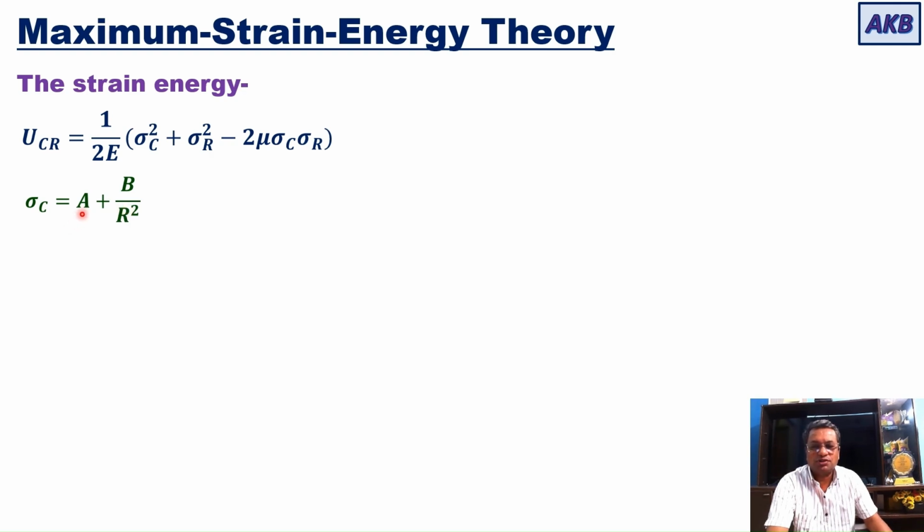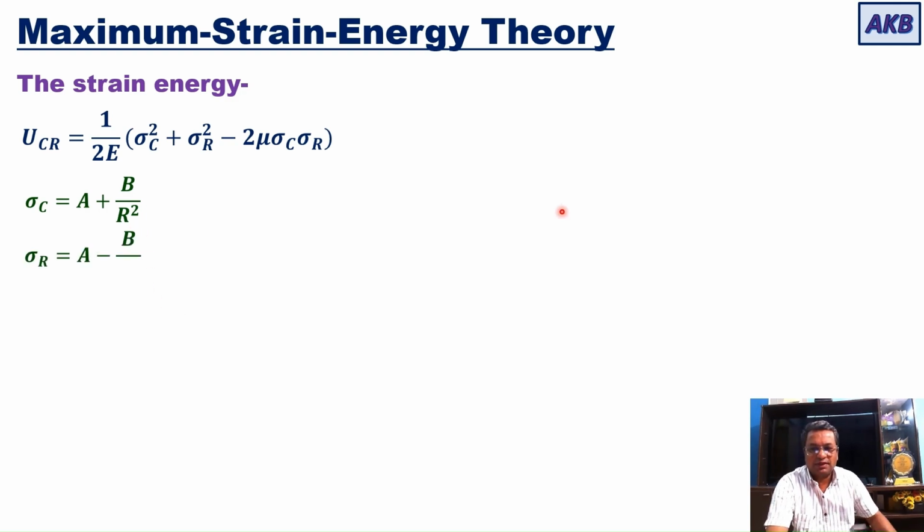In terms of constants A and B, the circumferential stress at any radius R that gets induced in the wall of a high pressure vessel is given by this equation: sigma C is equal to A plus B upon R squared.